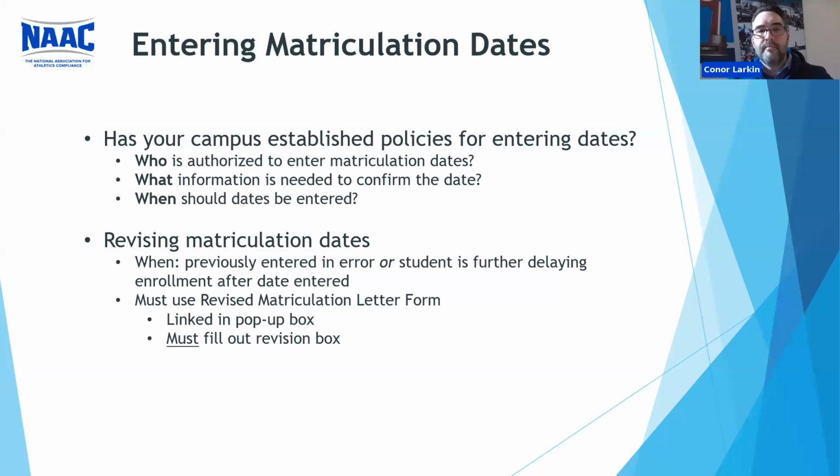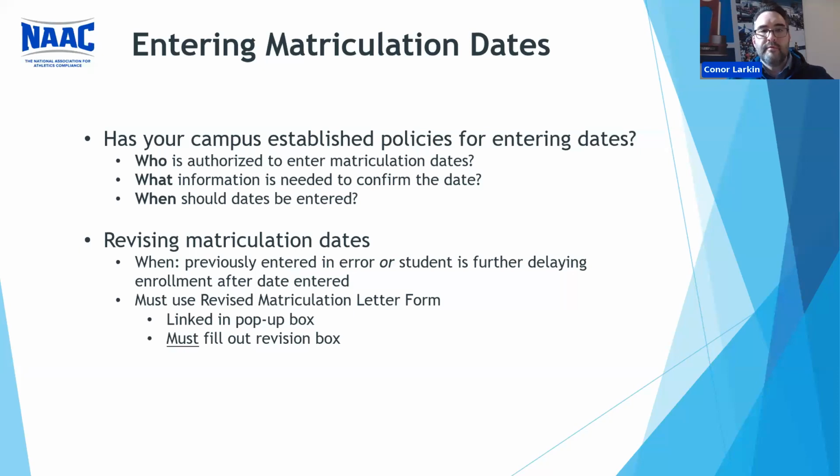So whatever the case is, if you need to change those dates, you would need to submit the revised matriculation letter. And that letter is a formal form. You can't do this electronically. In this case, to revise the dates, you would need to submit the revised matriculation letter form. And that's populated on the screen when you attempt to modify those dates. It's linked there, and it explains that if you're trying to change the date, you would need to submit the revised matriculation letter form.